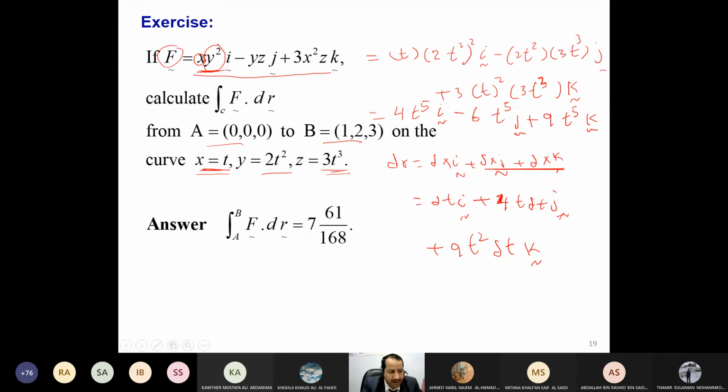Now I have both. Next, I will change the points A and B from points with respect to x, y, z into points with respect to t. So I will say yes. The sign is minus, not positive. dt i minus, not plus. dt i minus 4, you mean? Yes, minus 4. From where did the minus come? From the formula above.